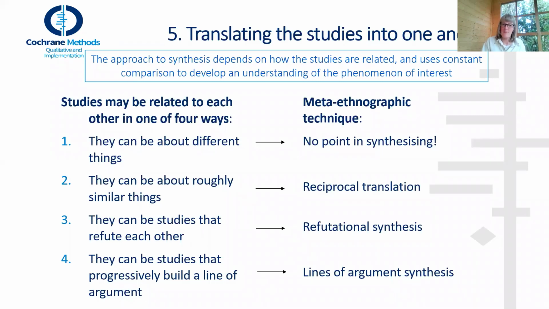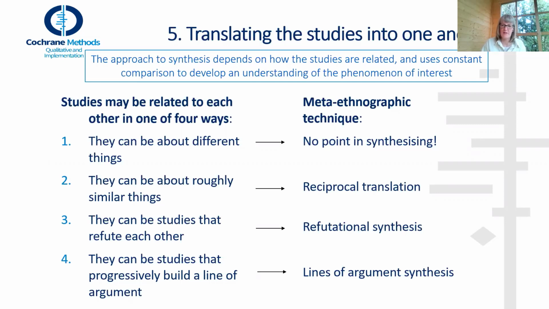Equally, though, there may be studies that refute each other, in which case you can undertake a refutational synthesis. Mostly what we see, it has to be said, is reciprocal translation analysis, shortened to RTA. But because of the nature of the focus of the study and the way that searches are conducted, the papers tend to be roughly similar. So what you tend to see in a meta-ethnography is this first level of translation, which is reciprocal translation. How are the studies similar to each other?